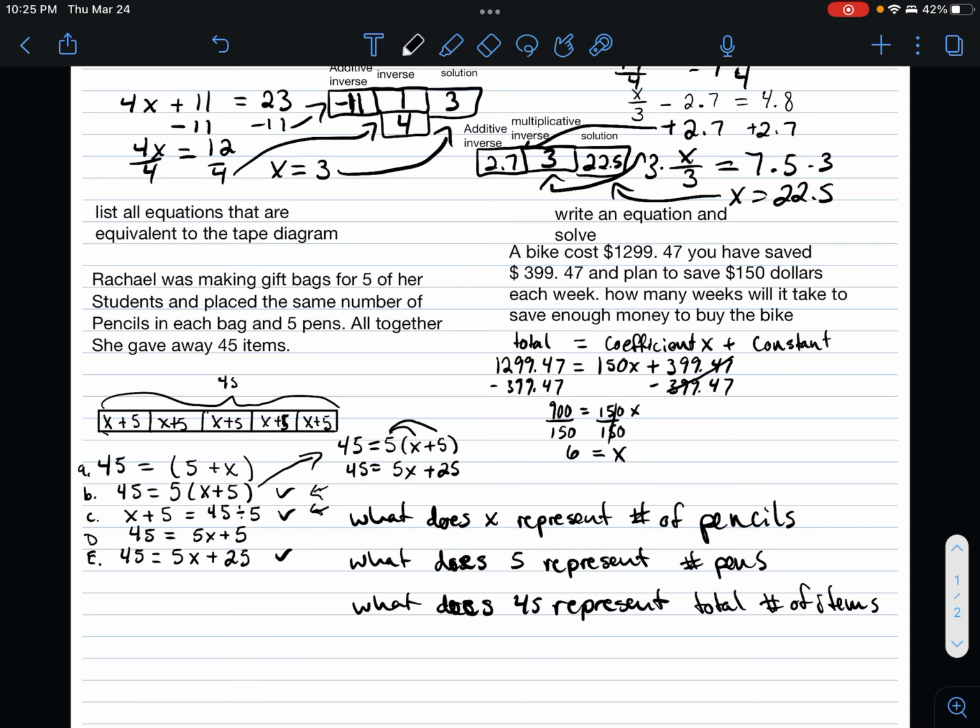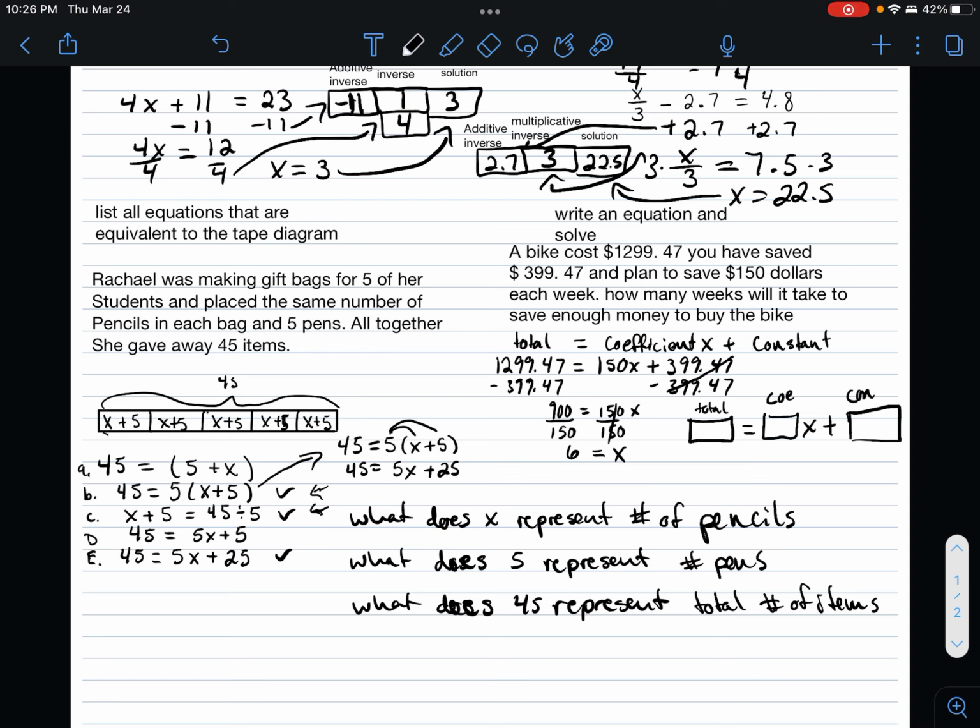Okay, and the last one, writing an equation and solving. So this is total equals, it's going to be coefficient, and the x is going to be behind it. It's going to be plus, this is going to say constant. Constant is, once again, the value that you have already saved up that is not going to be multiplied by a variable.